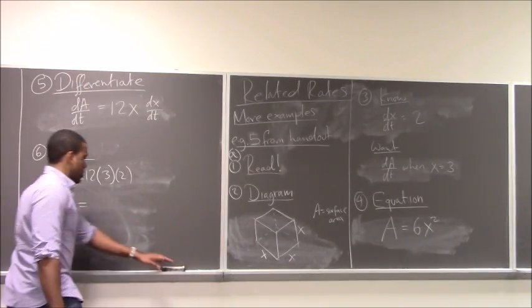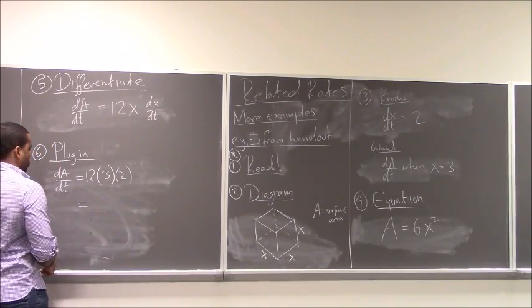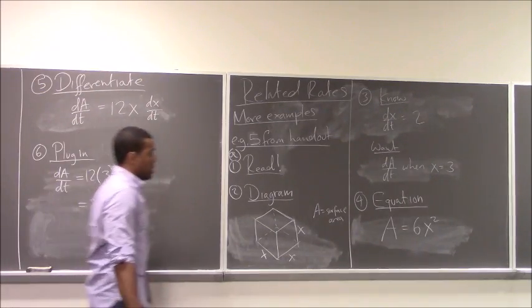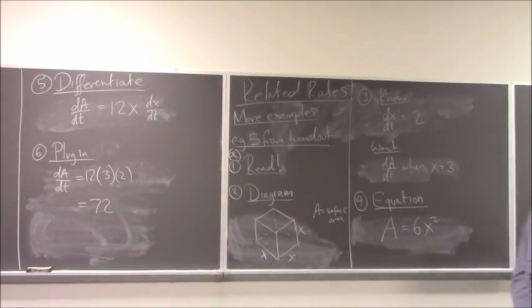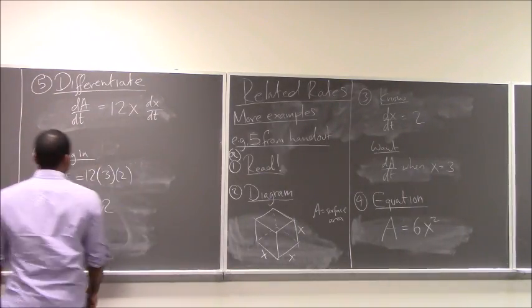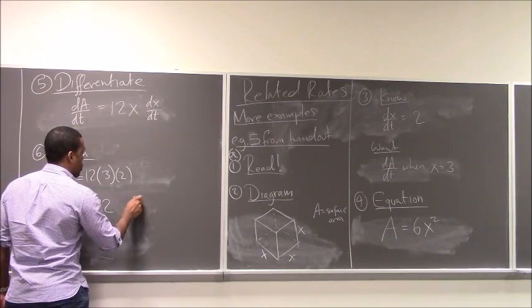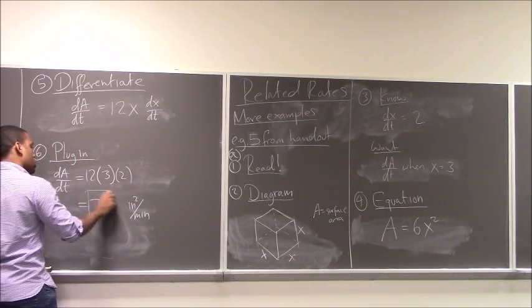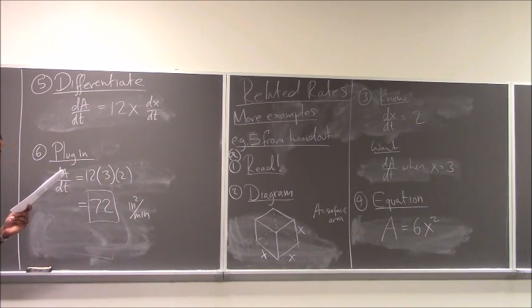So what is that? 72. And in this case it's in inches per minute. So this is inches squared per minute. This area is in inch squared. It's in square units.